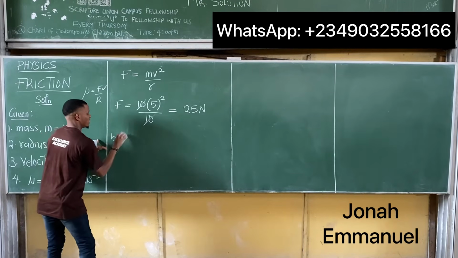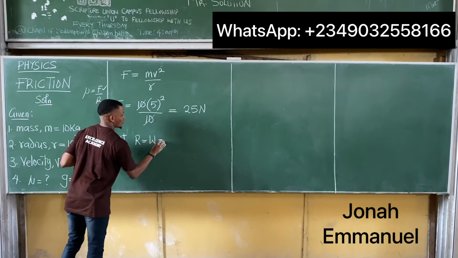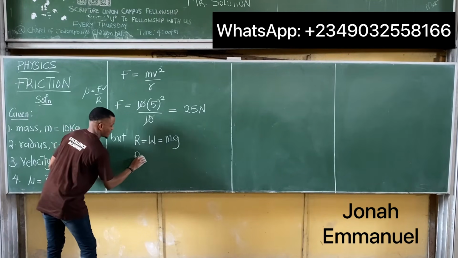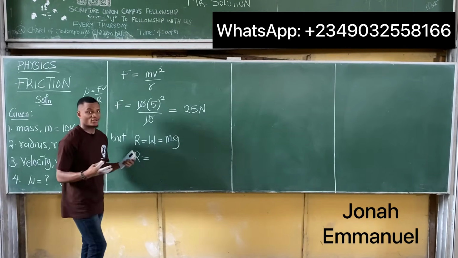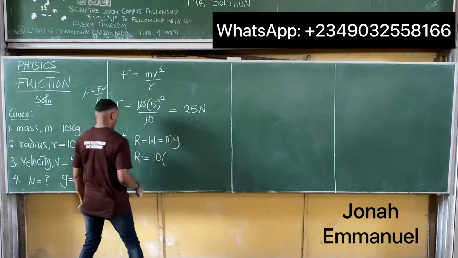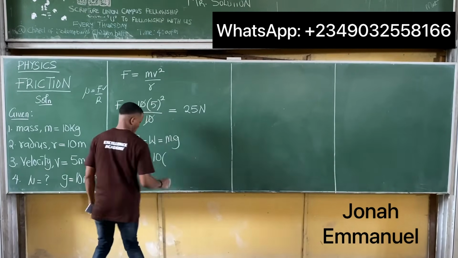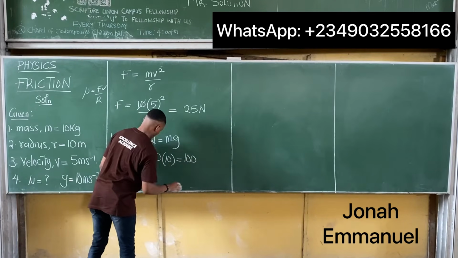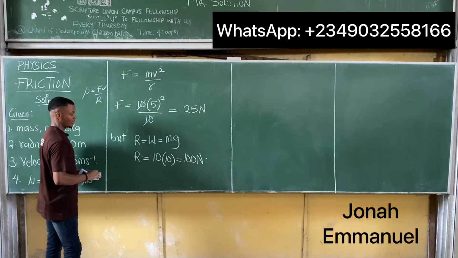But we said normal reaction R is equal to weight, which is equal to mass times gravity. So hence, normal reaction R is equal to mass. Of course, mass is constant, it doesn't change. That becomes 10 times gravity. We have to use acceleration due to gravity as 10. So that's 10 times 10. That's equal to 100 Newton. I have this as 100 Newton.